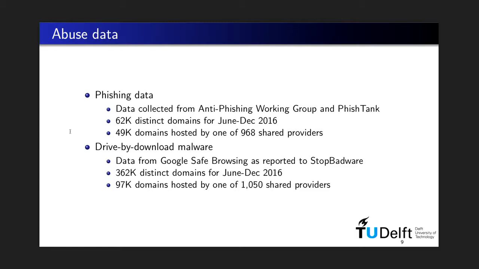On the other hand, we have another set of data that we use as an indicator of attacks on the internet, or abuse observations. These we got from third-party firms. We have phishing data from the Anti-Phishing Working Group and malware data from Google Safe Browsing, provided to us by third-party companies.